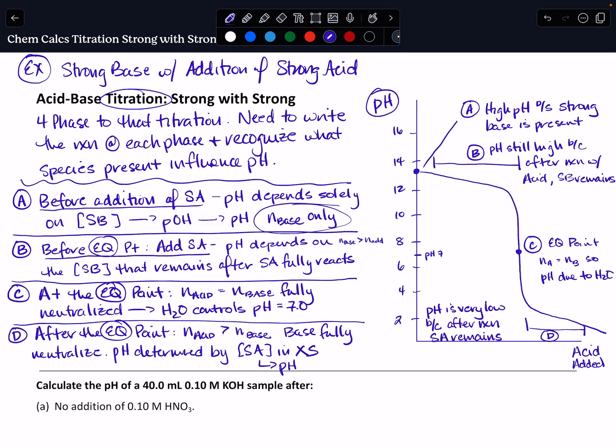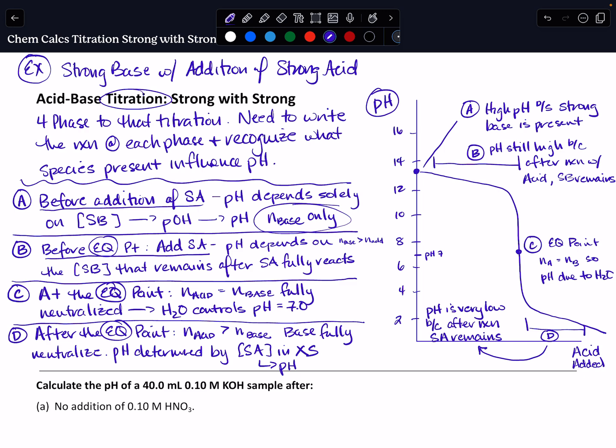It could be just one extra drop of your acid, which will put you right through that equivalence point. So when you're doing titrations, please make sure that you are careful. After you pass that equivalence point, if you continue to add acid, you should see that pH value continue to drop, but it should be pretty low because we have a strong acid present.